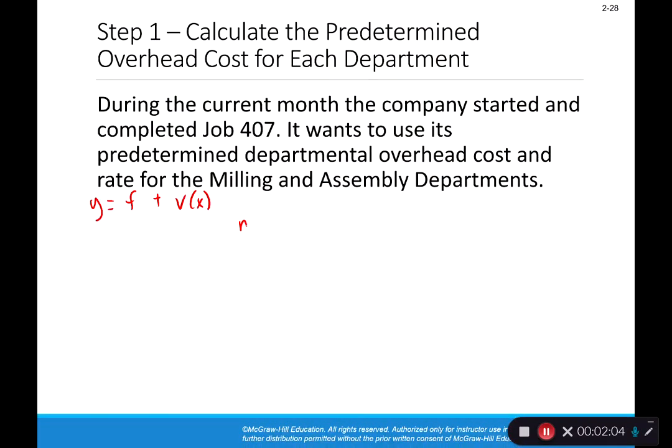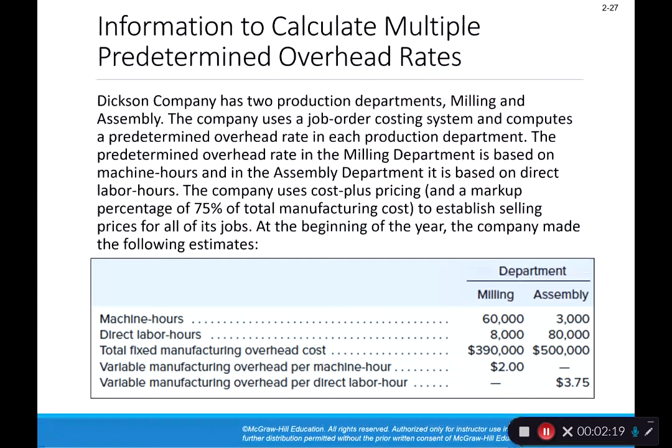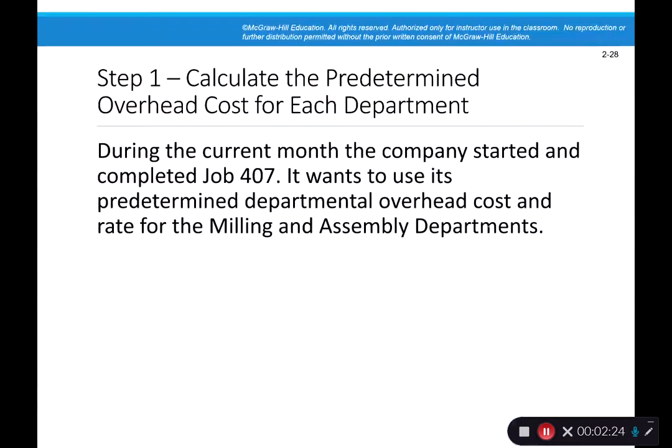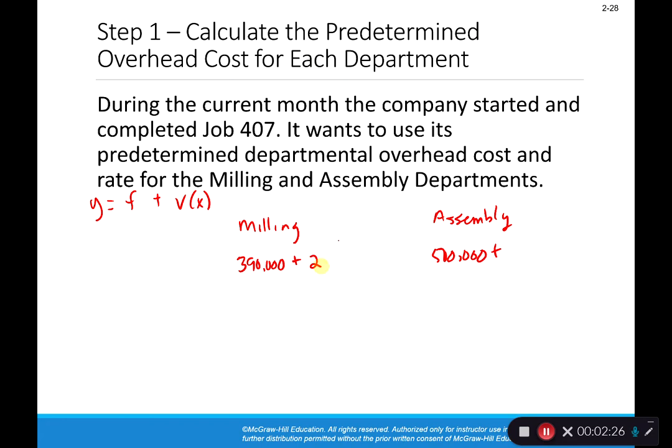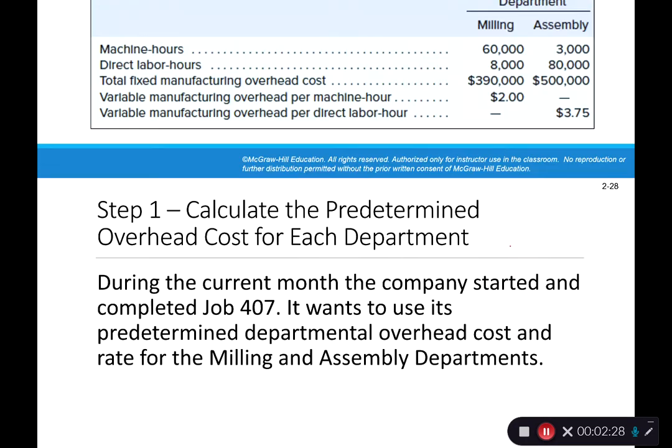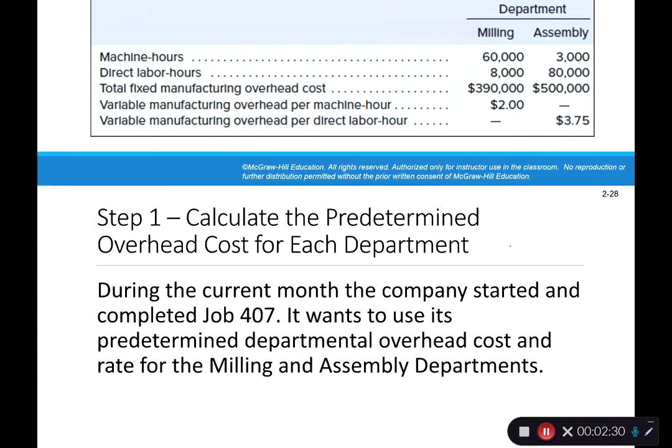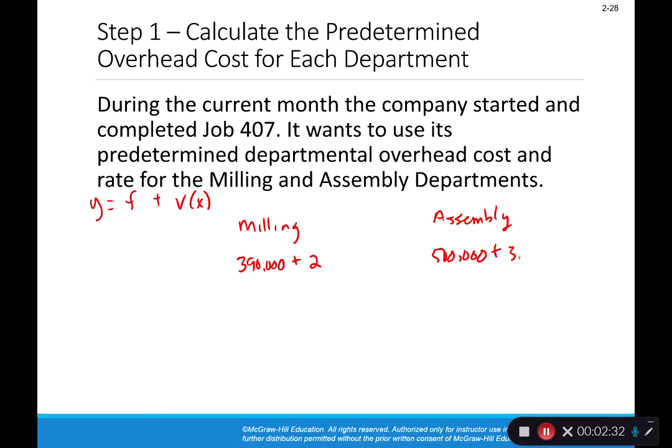So for milling, we've got $390,000 plus something, and for assembly, it's $500,000 plus something. Going back, we have our variable overhead rates of $2 and $3.75. So it'll be plus 2 for milling, plus, I told you I had a bad memory, I already forgot, $3.75 for assembly. Then we have to multiply by the appropriate driver.